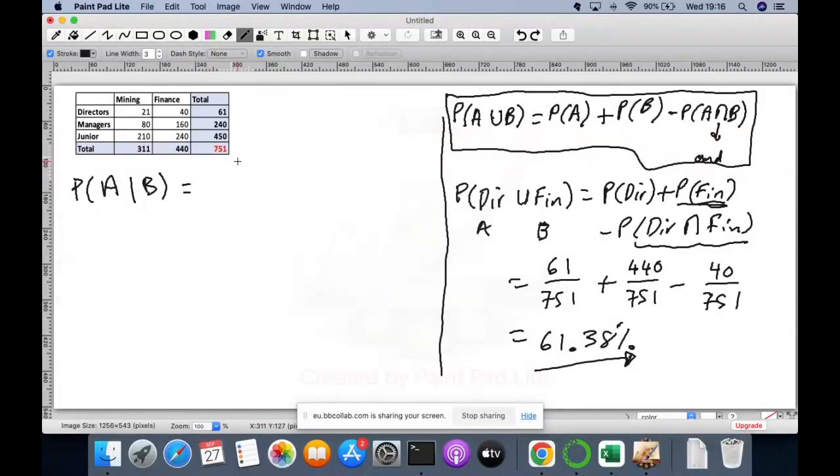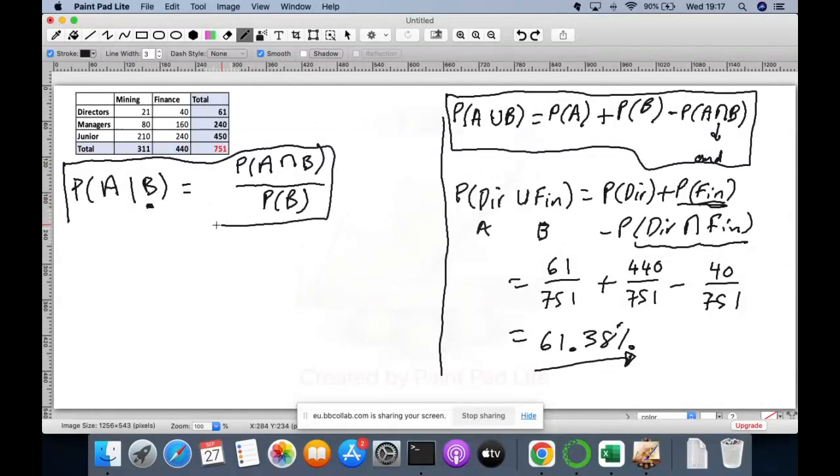So it's probability of A given B is equal to the probability of A and B. Remember, this is the symbol for and, divided by probability of B. So whatever is on the right of this vertical sign will be in the denominator. But like I said, you don't need to memorize this formula. It's given to you. We're just going to apply it.